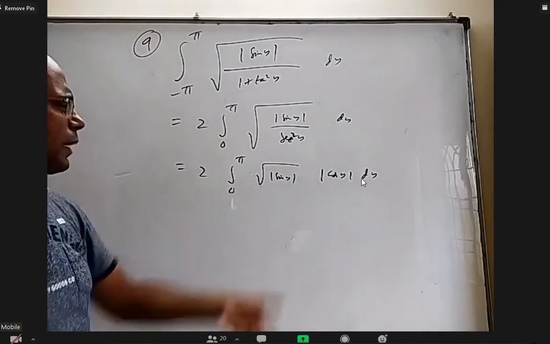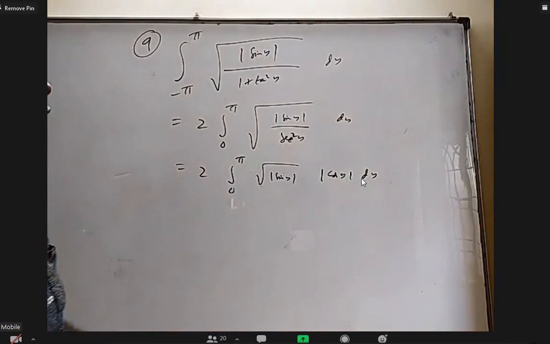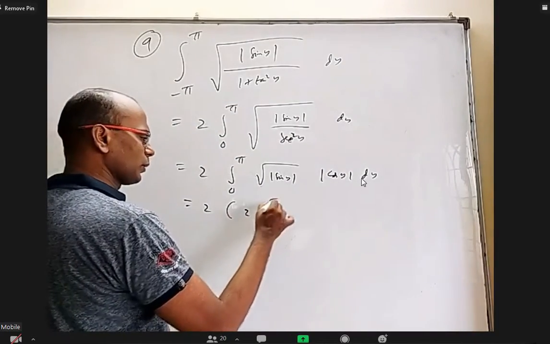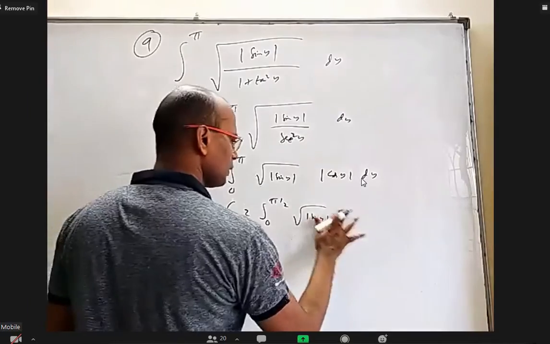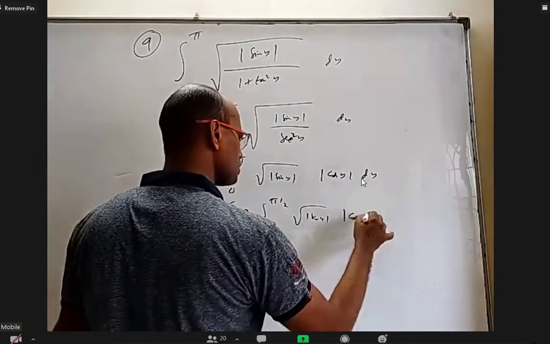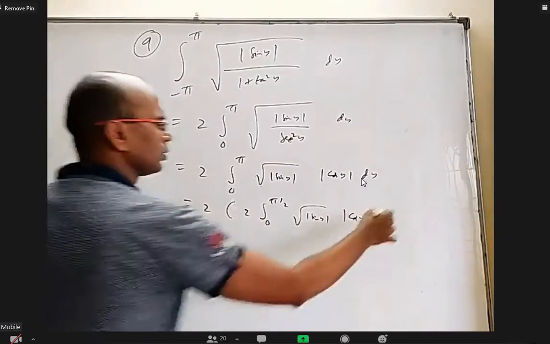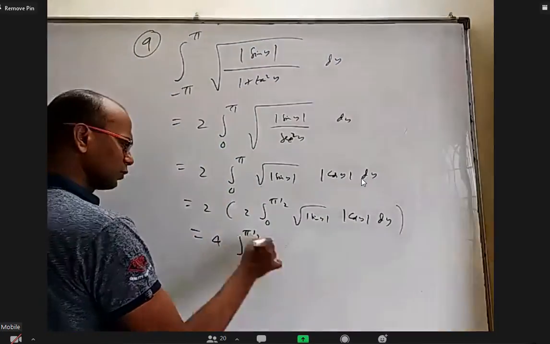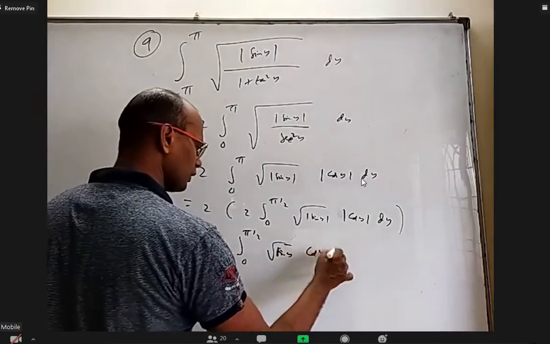Now if you replace y with pi minus y, again no change, no? Okay, so I can even write this as 2 times integral 0 to pi by 2 square root of mod sin y and then mod cos y dy. But between 0 to 90, this is positive, this is positive. So I can remove the mod everywhere. So 4 integral 0 to pi by 2 root sin y into cos y dy.